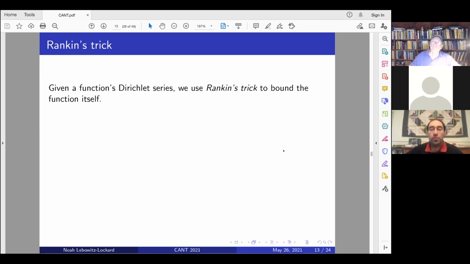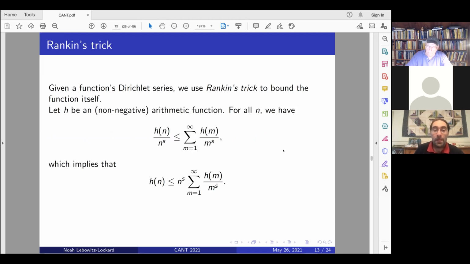In order to find the upper bounds, we use what's known as Rankin's trick. So how does Rankin's trick work? Well, Rankin's trick is a tool that lets us turn Dirichlet series into upper bounds. Let's say that H is a non-negative arithmetic function. For all n, we have that H of n over n to the s is at most the Dirichlet series of H. This looks very complicated, but the basic idea is that we're just taking one term from this sum. And because we know that all the other terms are non-negative, the sum has to be an upper bound.